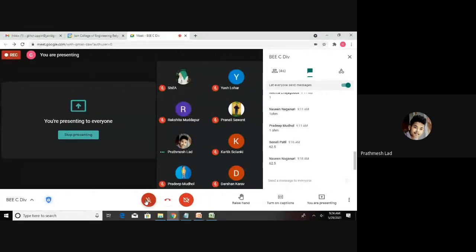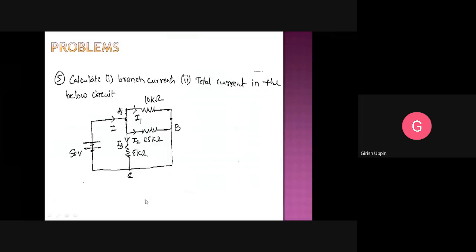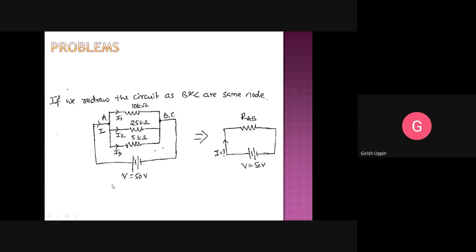Sir, equivalent resistance is 2.94 kilo ohm. Yes, sir. Okay. Why I am accepting 2.9 kilo ohm is, which is less than the smallest value of resistance here, 5 kilo ohm.